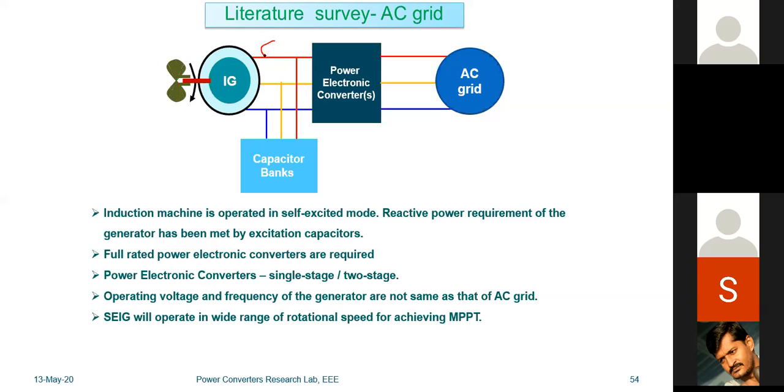One thing we should be very clear about: at the stator terminal, the voltage and frequency are variable, but here at the grid the voltage and frequency are fixed. So the power electronic converters match the voltage and frequency at the grid terminal.